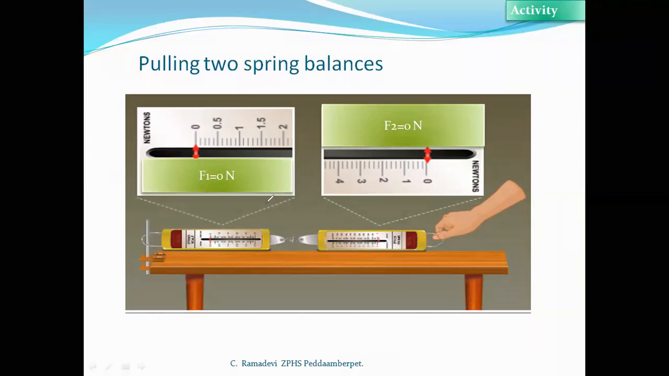We have taken two spring balances with readings of 2 newtons on the first balance and 4 newtons on the second balance. Now we are not applying any force on this. Therefore, F1 is showing 0 newtons and F2 is showing 0 newtons.